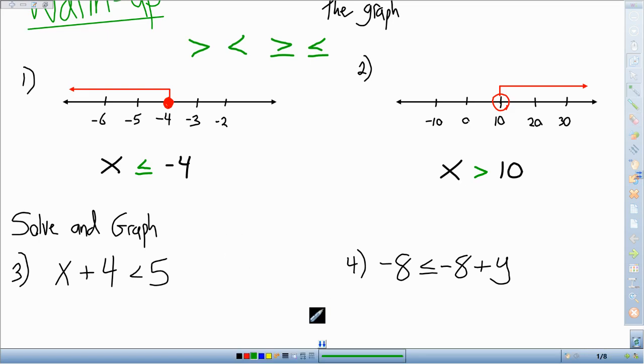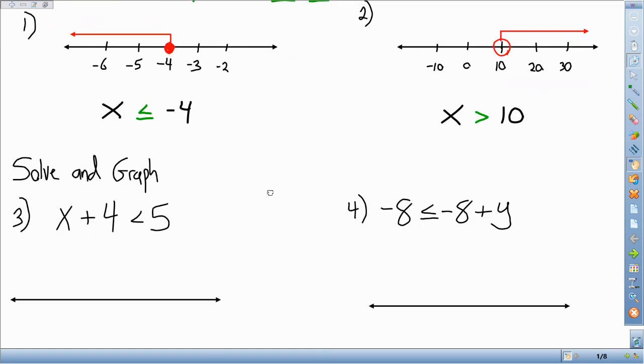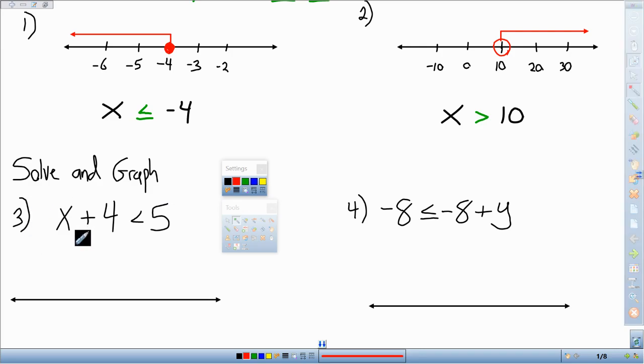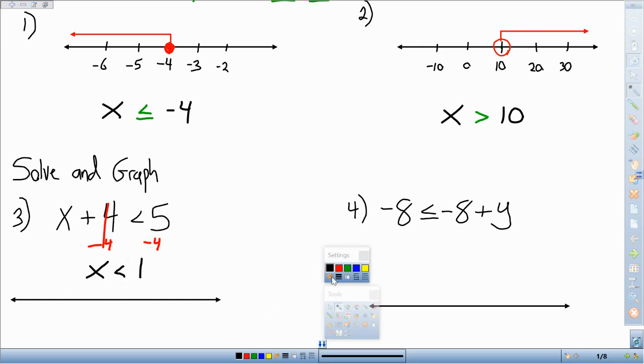Cool, so down to these here. First things first, we have a little bit of solving that we need to do. On number 3, we just have one number to get rid of. A 4 is being added, so I'm going to subtract it from both sides. Subtracting a 4 from both sides, we get rid of them, and we have an x here. No reason to flip the inequality when we subtract the number. I'm pointing that out because the point of today's lesson is when do we flip the inequality? We'll get to it. On the right, looks like we have a 1. So x is less than 1.